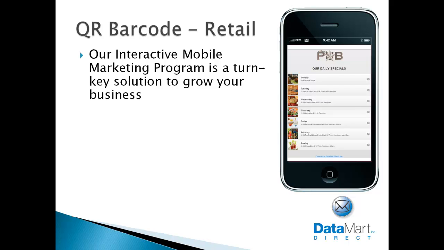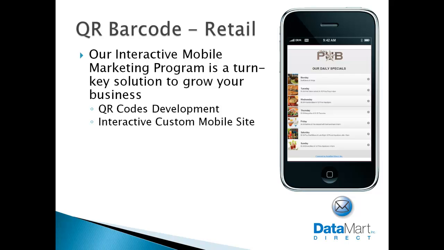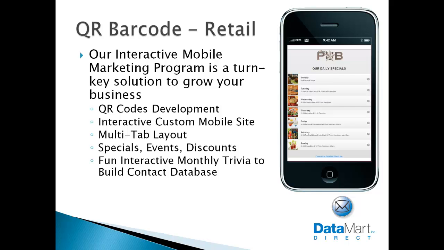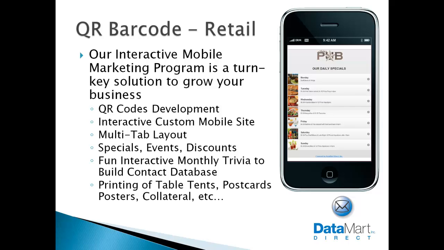So what we have done is to launch a program that is a turnkey solution to start growing their mobile marketing efforts. We start off by developing a QR code and provide it on posters or table tents. When they scan it, we serve up an interactive mobile site that can provide this week's specials, events, or discounts. We can give them access to your list of services or products, even a menu for them to look over. In addition, a neat feature is the location of the business is embedded in the site's GPS system.